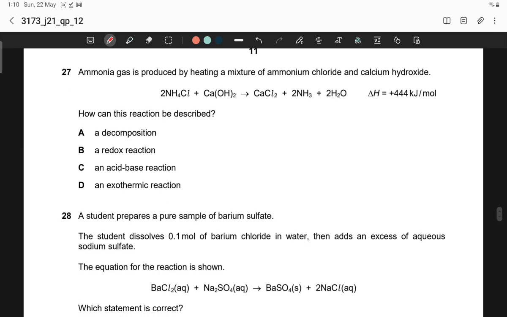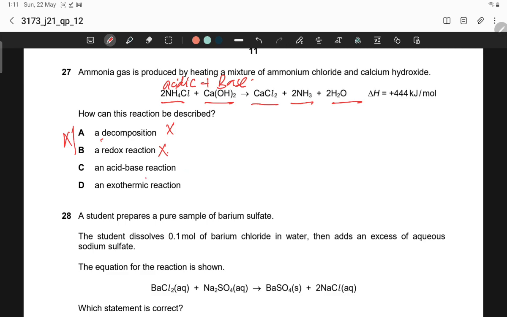Ammonia gas is produced by heating a mixture of ammonium chloride and calcium hydroxide. How can this reaction be described? Ammonium chloride and calcium hydroxide form calcium chloride, ammonia and water. Decomposition, this is not a decomposition reaction because ammonium salt is an acidic salt and this is a base. Redox reaction, it is not a redox reaction because nothing changes in oxidation state. So these two are incorrect.